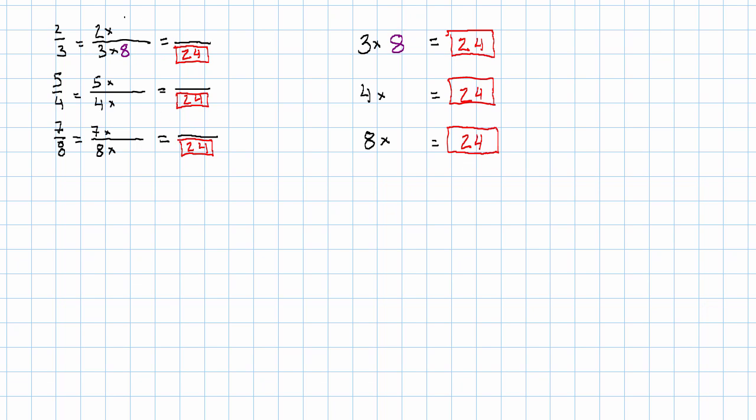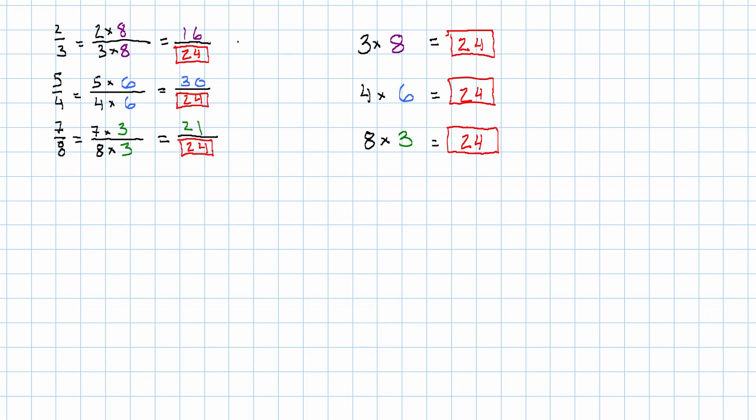24 is 3 times 8. If we multiply the denominator by 8, we should also multiply the numerator by 8. So we end up with 16/24ths. 24 is 4 times 6. If we multiply the denominator by 6, we must also multiply the numerator by 6. We end up with 30/24ths. 24 is 8 times 3. If we multiply the denominator by 3, we must also multiply the numerator by 3. We end up with 21/24ths.